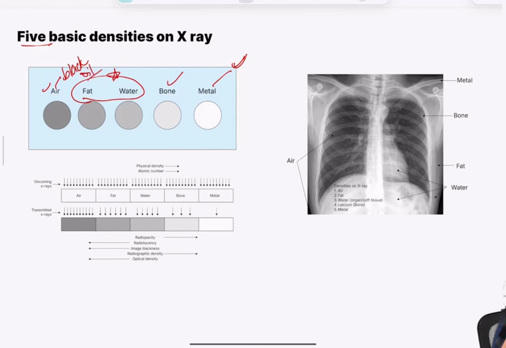So remember, oil floats on water, so it is less dense. So fat, oil, less density, so it will be more black. So from black to white, if you arrange it, it is air, fat, water, bone and metal, right? So this is the sequence that you have here. The maximum transmission is with air, minimum with metal, right?